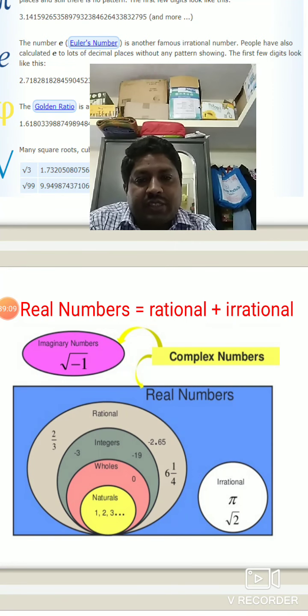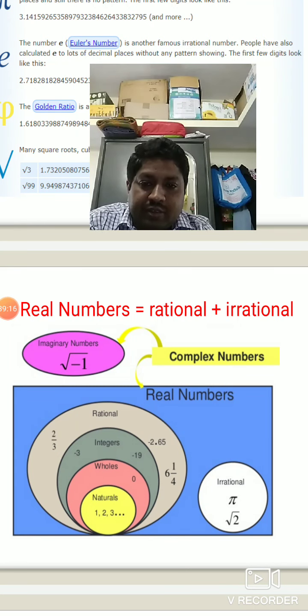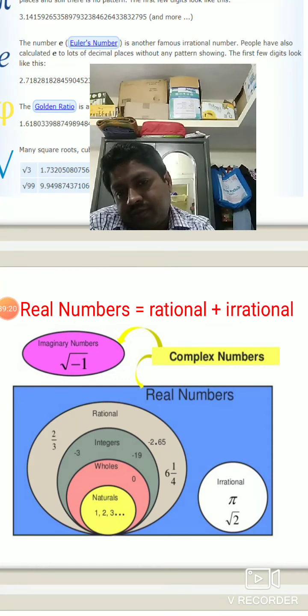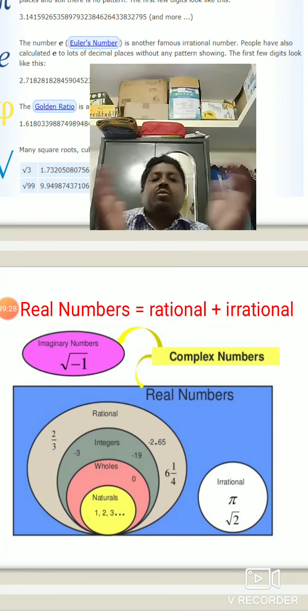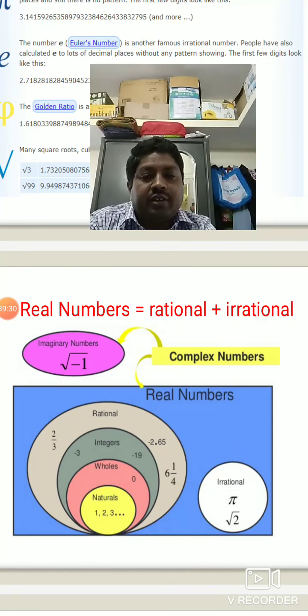So natural number is shaded as yellow, and whole number shaded as brick color, and you can see the gray color, that is integer, and biscuit color, that is rational number, and white color, that is irrational number, and the total blue color is called real numbers. This is the picture of real.